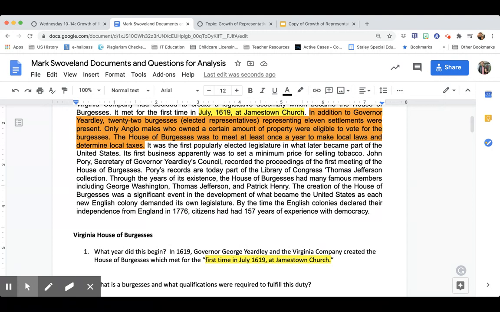Only Anglo males, and remember Anglo just means white man, who owned a certain amount of property, were eligible to vote for the burgesses. The House of Burgesses was to meet at least once a year to make local laws and determine taxes.